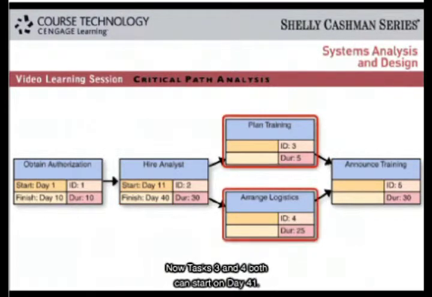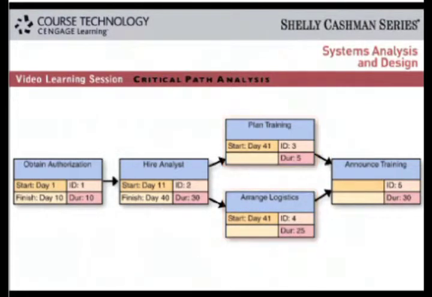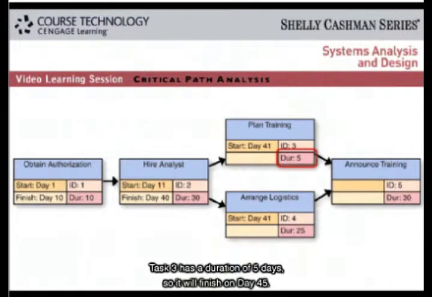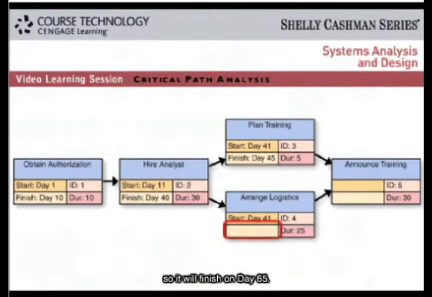Now tasks 3 and 4 both can start on day 41. When will they finish? Task 3 has a duration of 5 days, so it will finish on day 45. Task 4 has a duration of 25 days, so it will finish on day 65.